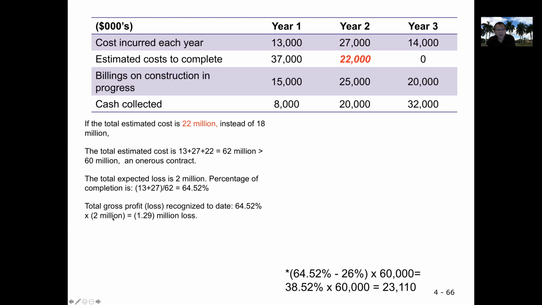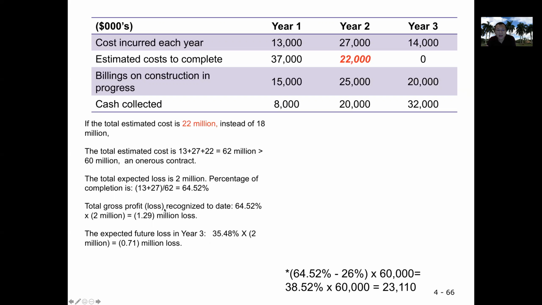Okay, so the total loss recognized to date should be this percentage of completion times the expected loss, 2 million. Okay, so the total loss recognized to date should be 1.29 million. The expected future loss in year 3 would be 35.48%, okay, times 2 million equals 0.7 million. So between these two together is 100%, right?